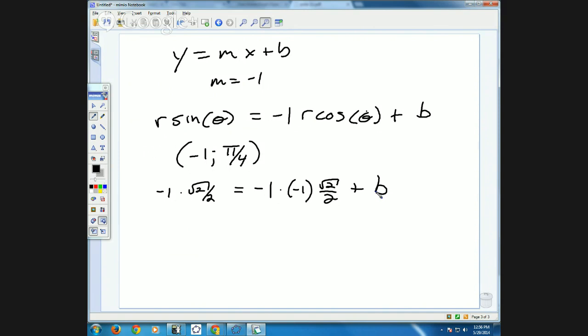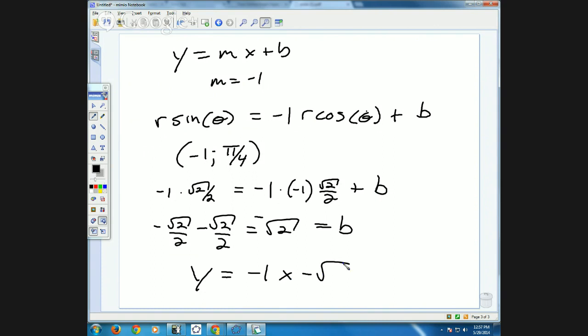That means I have a positive square root of 2. I'm going to subtract it to the other side, which means I'll have negative square root of 2 over 2 minus square root of 2 over 2, which equals negative square root of 2. Okay, now I have b. Now that is the rectangular line.